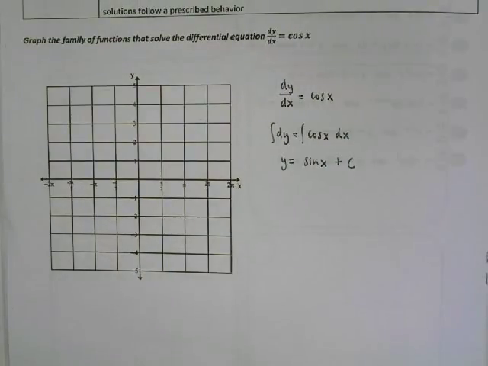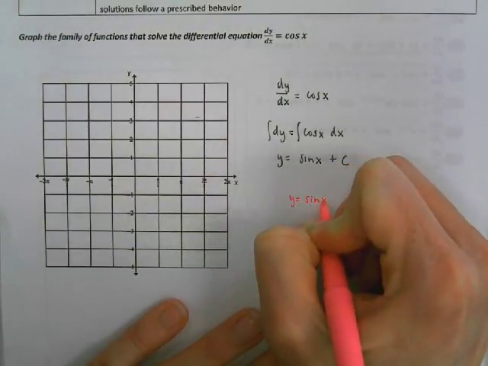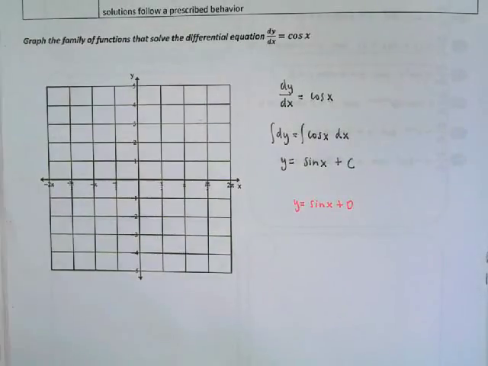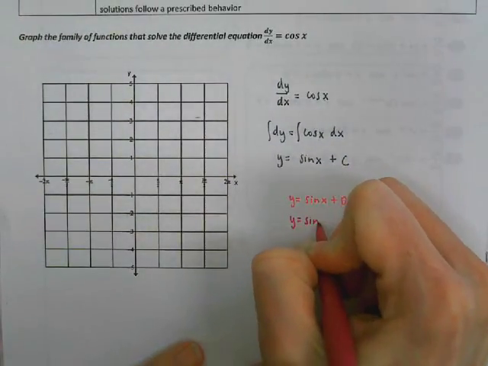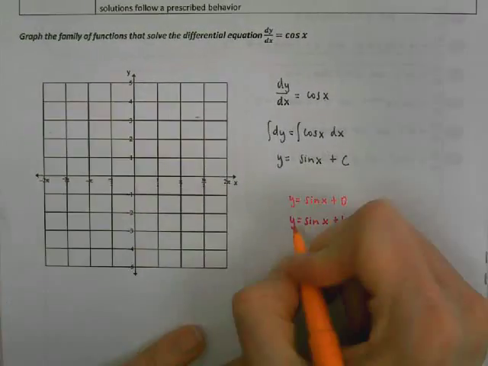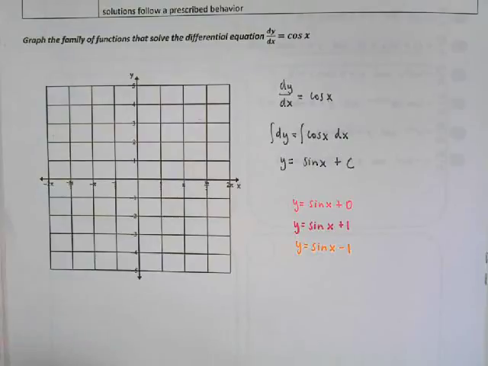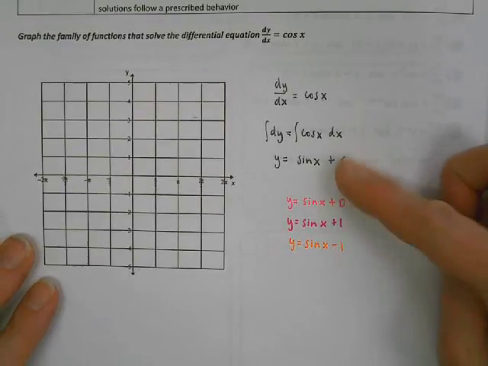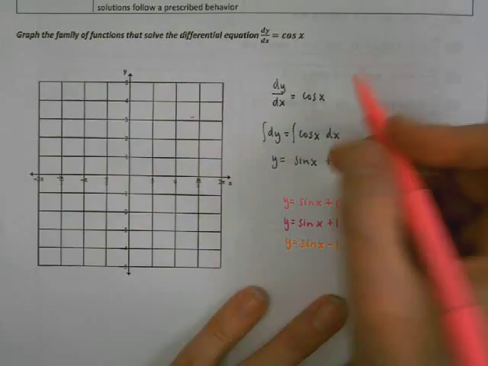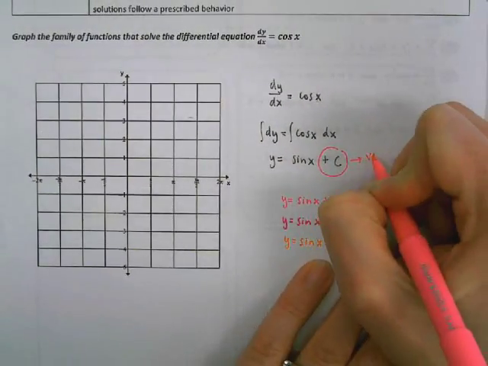Okay, so in reality, if we think about this, we could have a whole bunch of equations that are solutions to this differential equation. This c is a constant, so we could have y equals sine of x plus 0. We could have y equals sine of x plus 1. We could have y equals sine of x minus 1, right? We could go on and on. And so if we went to graph this family of differential equations, we would just be graphing this sine function, and this plus c is just representing a shift. We know this plus c is just a vertical shift.